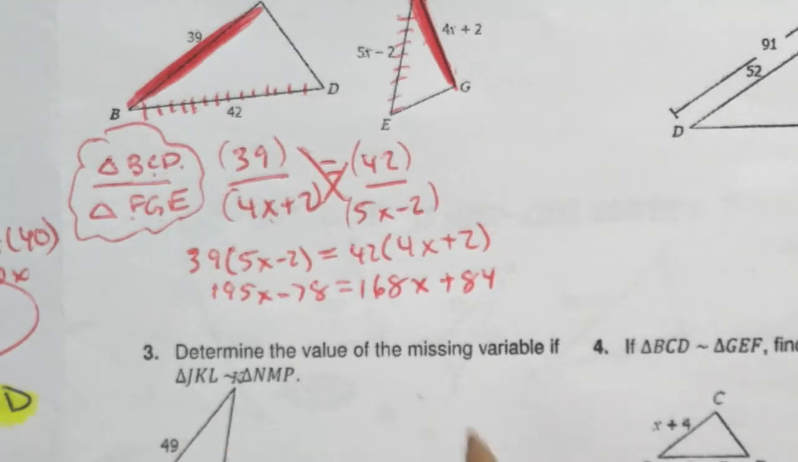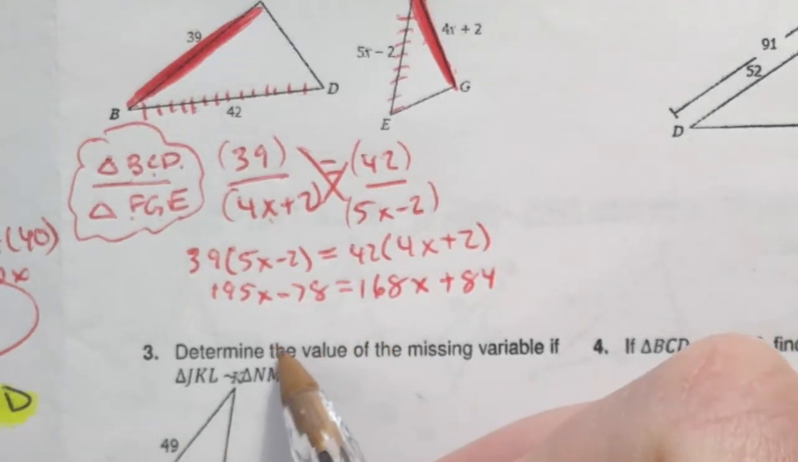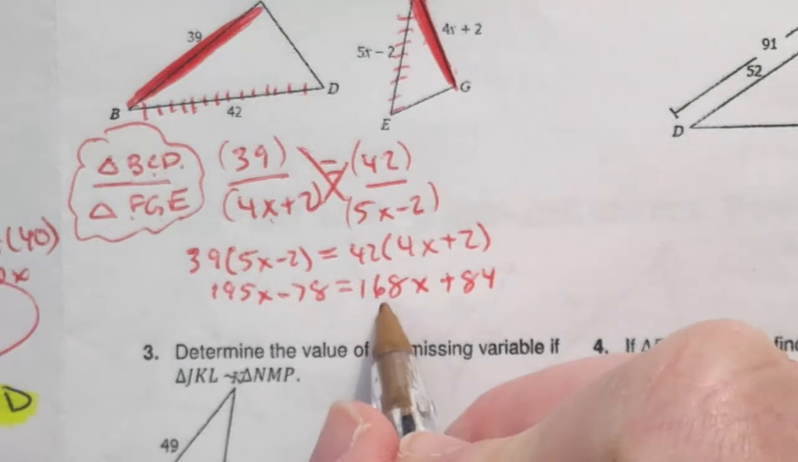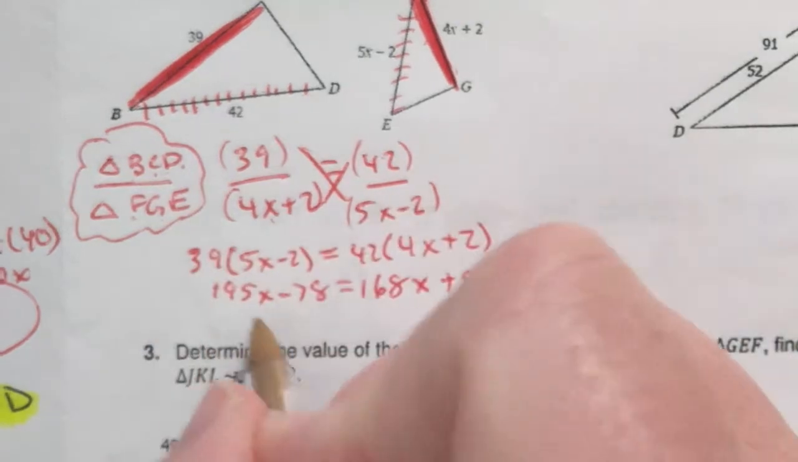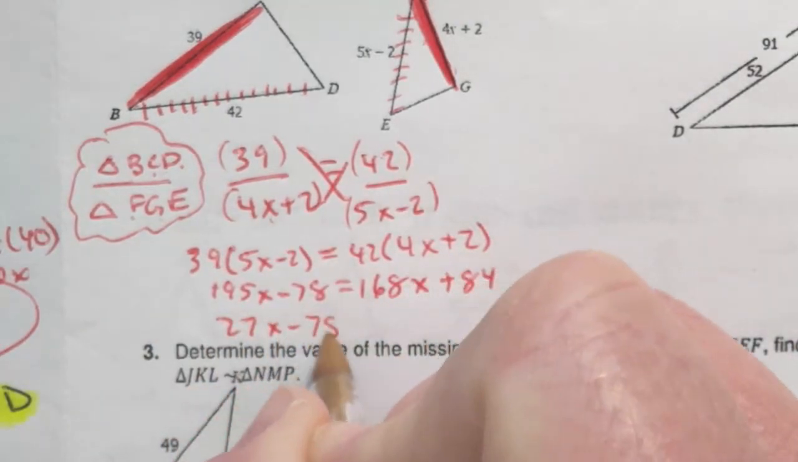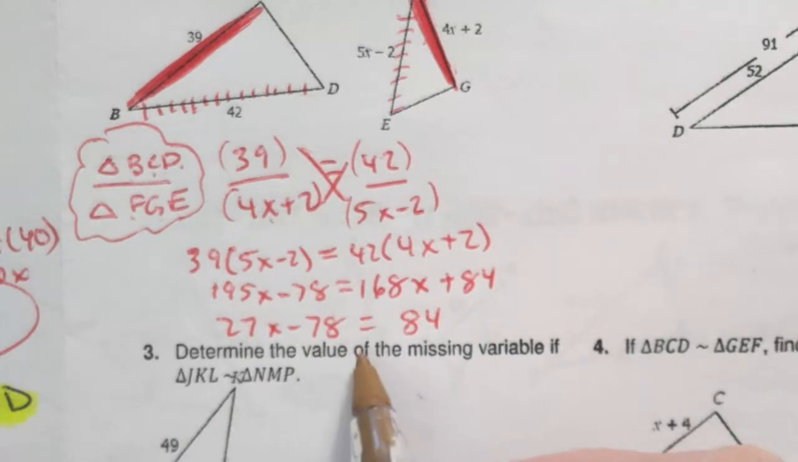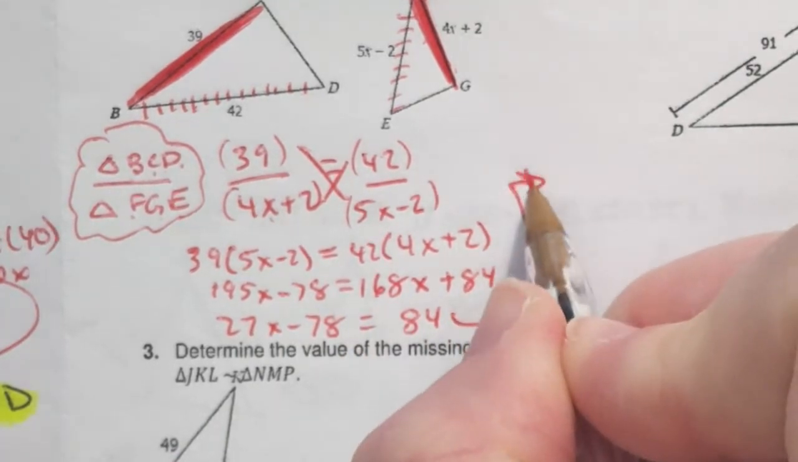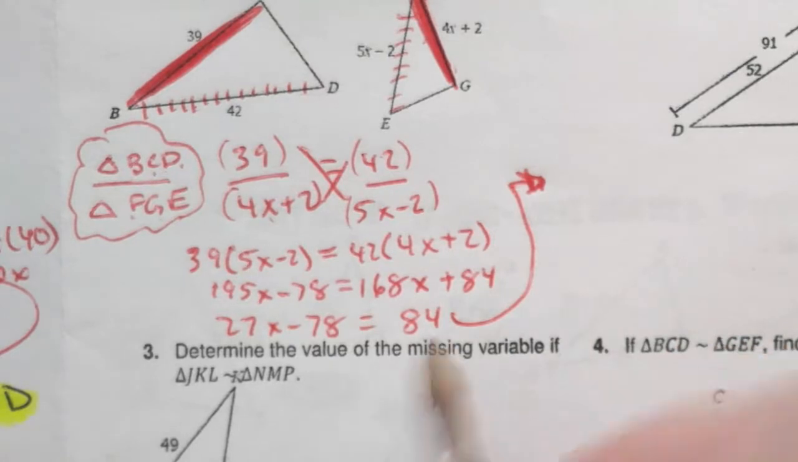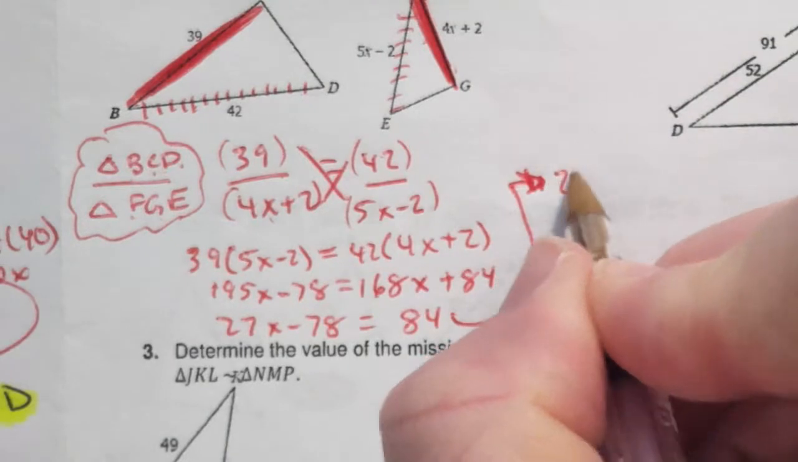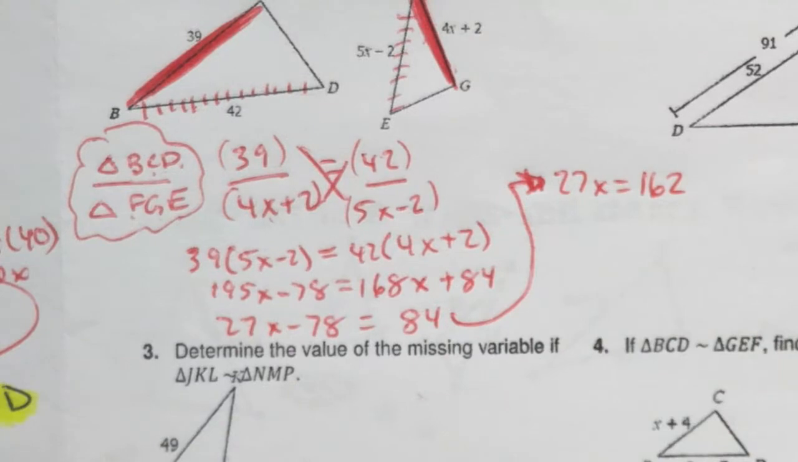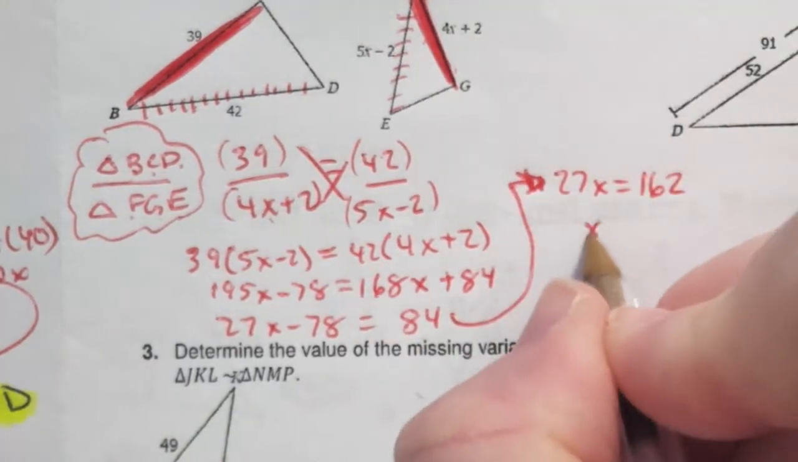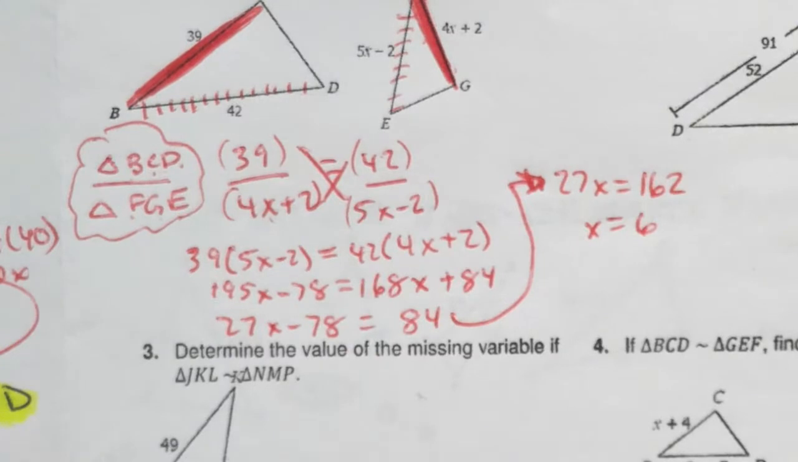So we're doing the cross product. We did that. Now we're going to subtract 168x from both sides. So 195 minus 168, we get 27x minus 78 is equal to positive 84. I ran out of room, so I'll put it up here. I'm going to add 78 to both sides. So 84 plus 78, we get 27x is equal to 162. We divide both sides by 27, and we get x equals 6.